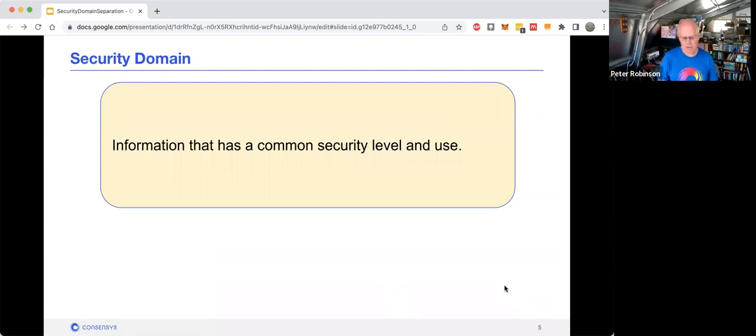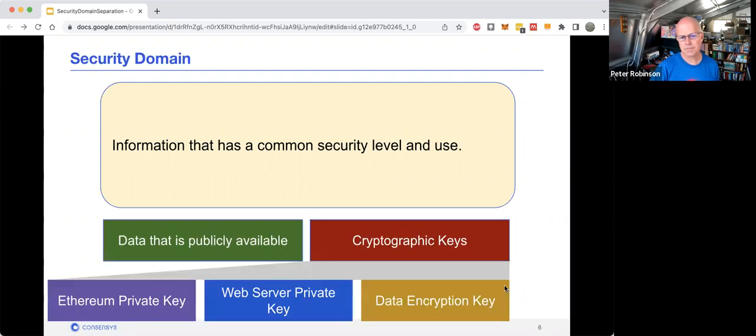In this talk and in the cryptography world, I think of it more, you can just boil it down to information, where information could be data or cryptographic keys that has a common security level and use. So say keys and data that are all associated with the same thing and at the same security level. When I think of this, you've got data that's publicly available, for instance, and then maybe you've got cryptographic keys, so Ethereum private keys or a web server private key, or maybe some symmetric key that's used for bulk encryption, and maybe a variety of other keys.